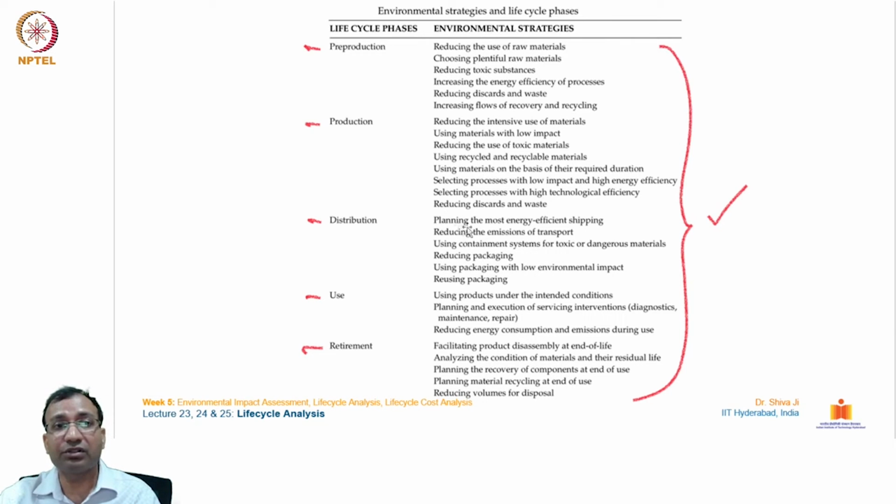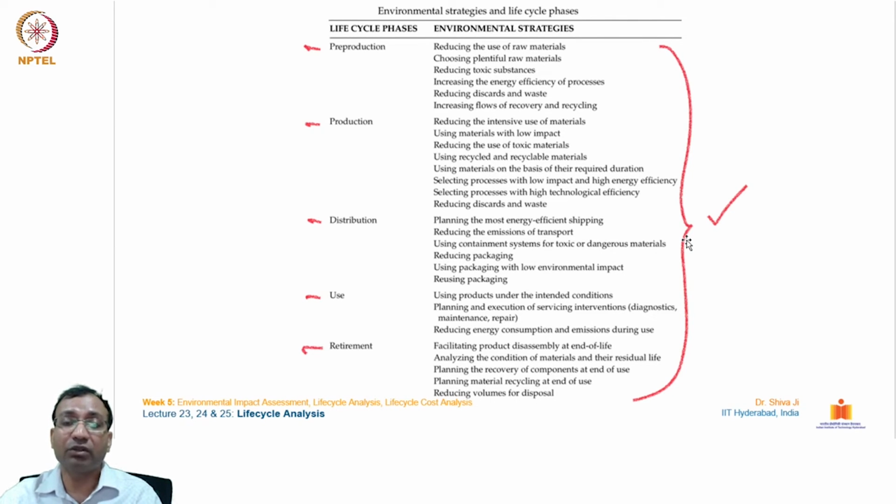So in distribution also, we can work on planning the most energy efficient shipping, distribution and transportation methods. We can go for reducing the emissions of transport. We can go for using containment systems for toxic and dangerous materials, and reducing packaging. We can use packaging with low environmental impact if it is at all needed. We can go for reusing the packaging material, because packaging forms one of the larger bulks of the waste material that comes out of any packaged product.